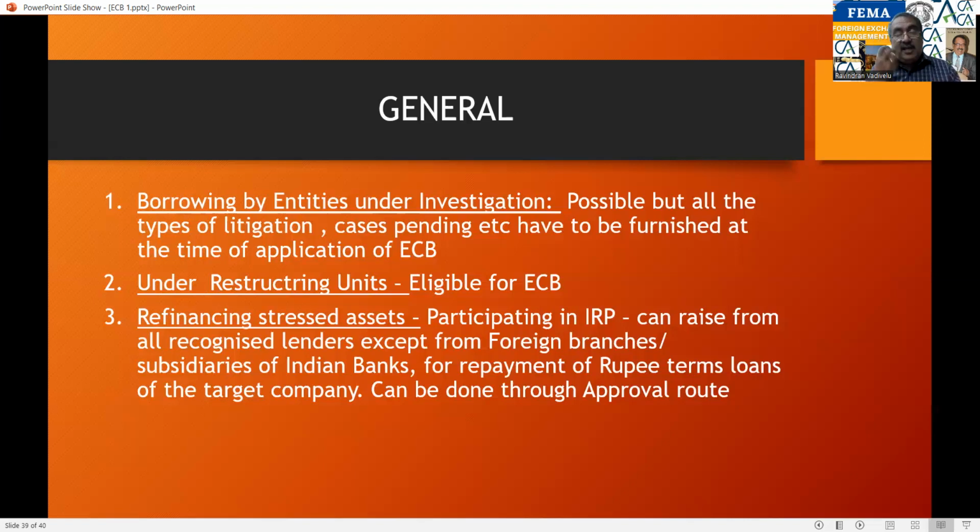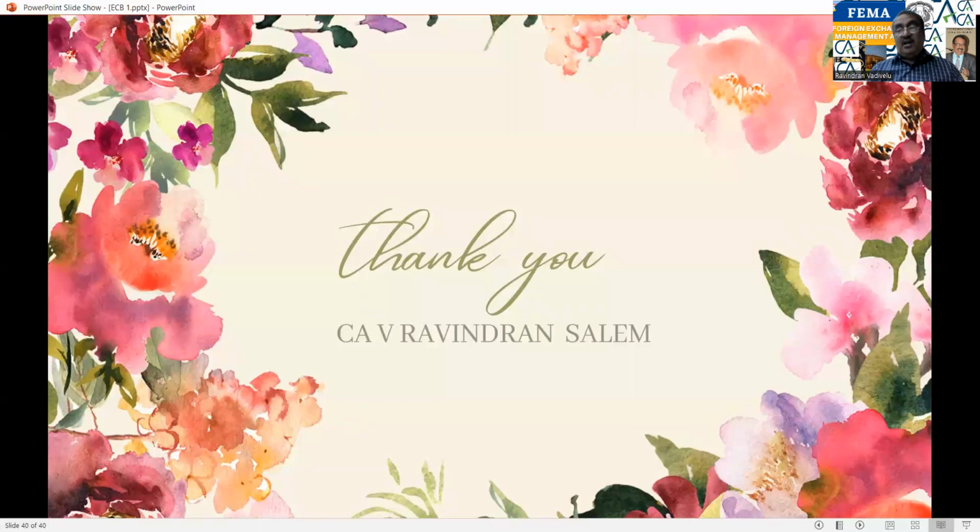In case any insolvency resolution process is pending, in order to raise the money and make the payment, this is also permitted, so they can raise the funds from all recognized lenders, except from foreign branches and subsidiaries of Indian banks, and repayment of rupee term loans of the target company can be done only through approval. That is, you can get the refinancing of stressed assets by way of ECB, but this has to be done only through the approval route.